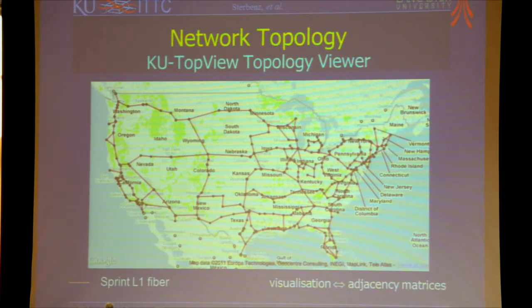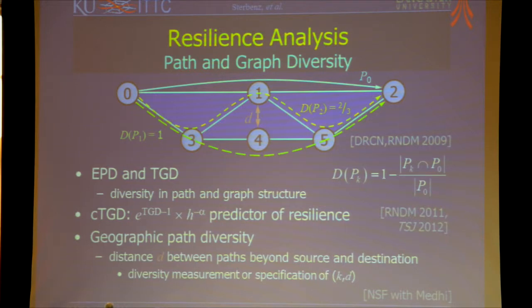To make this a little easier, we've developed a tool. So if you Google KU TopView, this data is all online. We've sucked in all the Rocketfuel data. We have quite a few bits of physical fiber maps, and you can manipulate them, create adjacency matrices, and then we use that as an input to our tool.